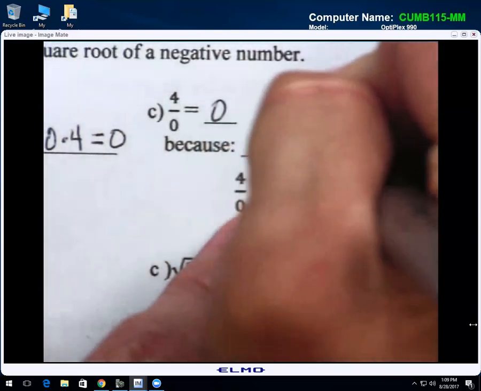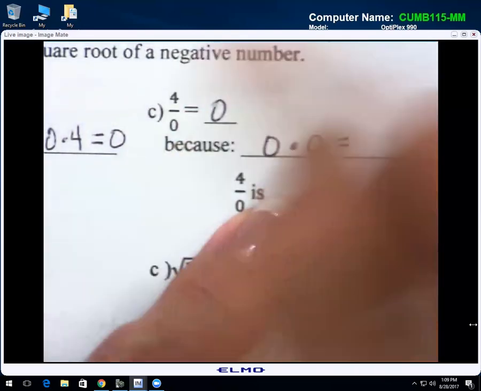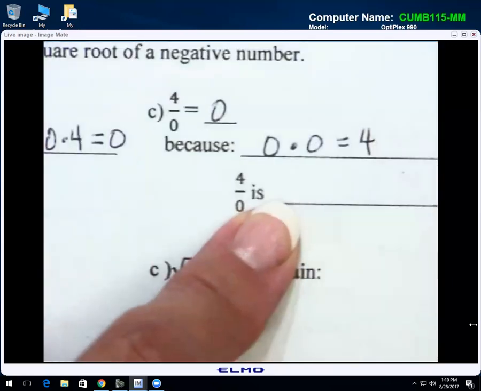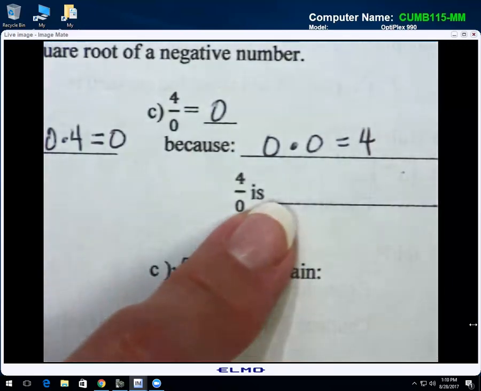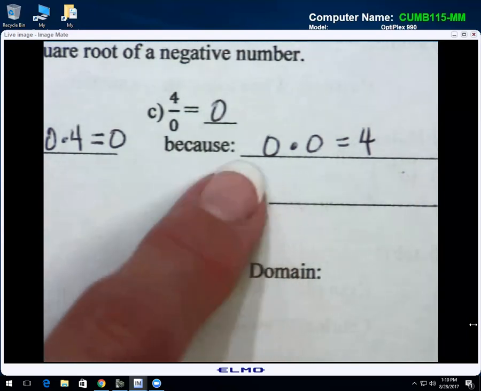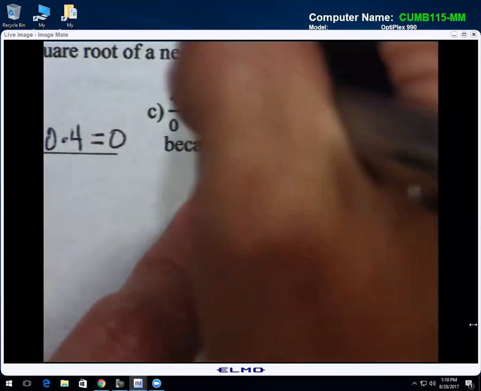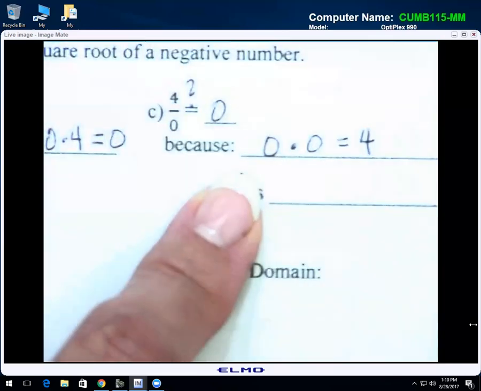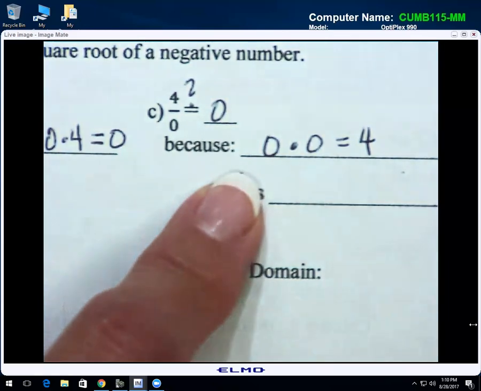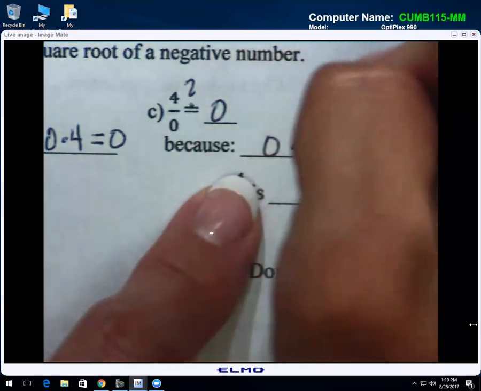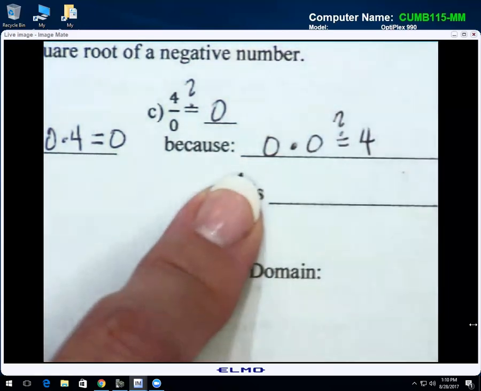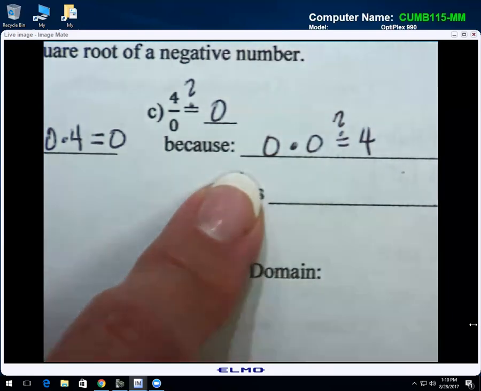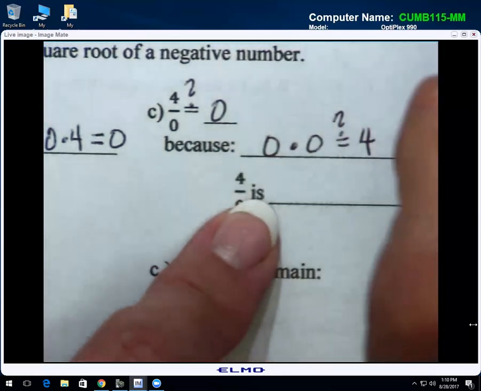0 times 0, the answer times the denominator would have to give you the numerator. Is that a true statement? No, and I don't want you to walk out with that in your notes, or you'll show somebody and they'll come fire me. Put a question mark, like I was trying to figure out if that's true, and that is definitely not true.